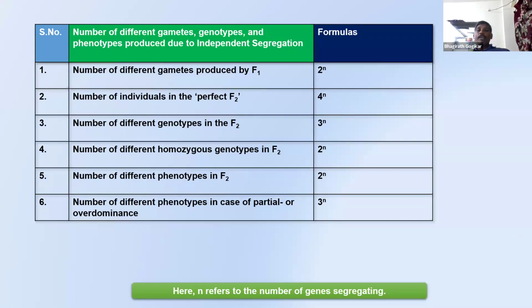For example, in dihybrid, 4 square, 16 individuals are getting in the F2 progeny. If it is trihybrid, 4 cube, 4 4 is 16, 16 4 is 64. Total 64 genotypes, 64 individuals are obtained in the F2 generation.